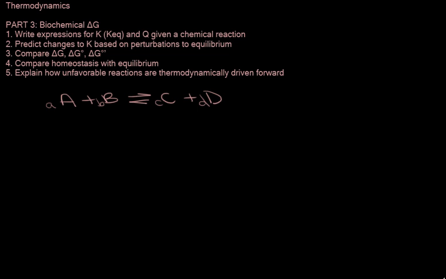FA Biochemistry. Now we're in part 3 where we're going to talk about the biochemical implications of delta G. So we're going to write expressions for K, also known as KEQ, and also Q given a chemical reaction. We're going to predict changes to K based on perturbations to equilibrium.